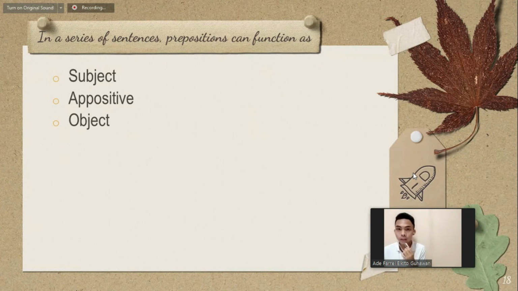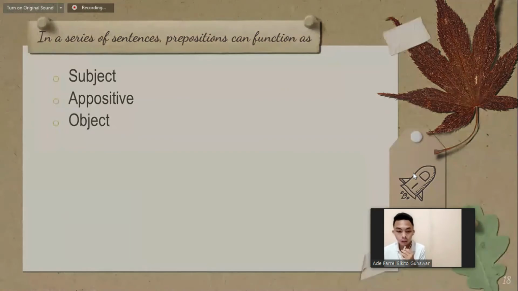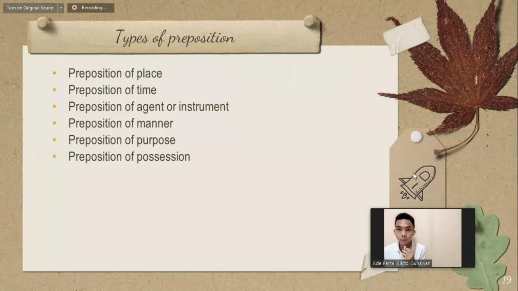In a series of sentences, preposition can function as subject, a positive, and an object. And the next is the types of preposition. The first is preposition of place. The second is preposition of time. The third is preposition of agent or instrument. The fourth is preposition of manner. The fifth is preposition of purpose, and the last one is preposition of possession.